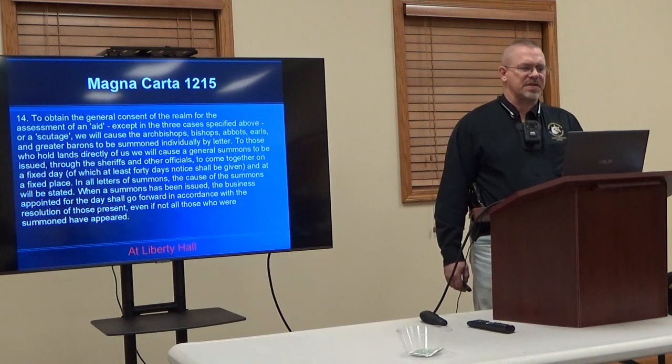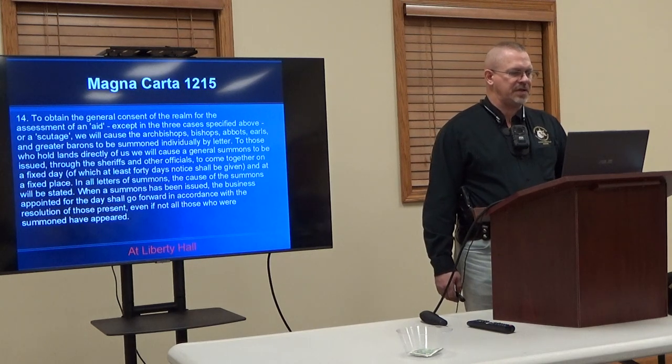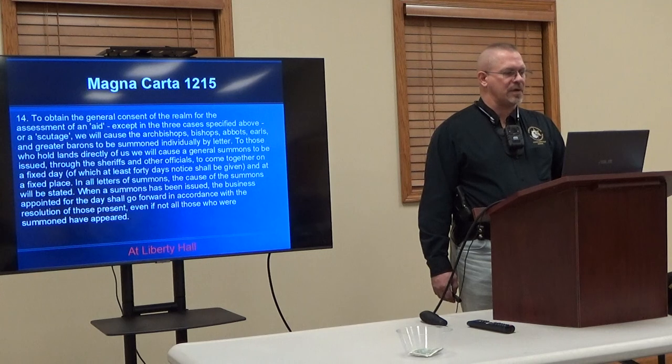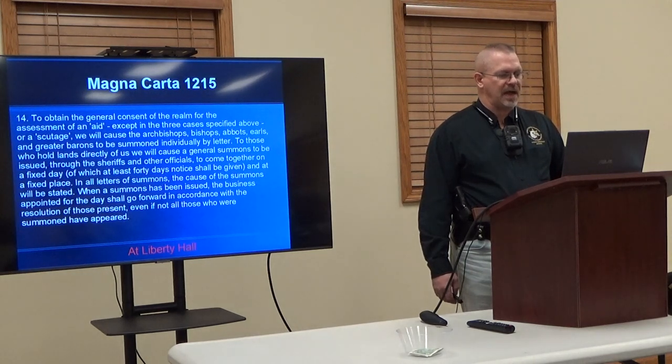14. To obtain the general consent of the realm for the assessment of an aid, except in the three cases specified above, or a scutage, we will cause the archbishops, bishops, abbots, earls, and greater barons to be summoned individually by letter to those who hold lands directly of us. We will cause a general summons to be issued through the sheriffs and other officials to come together on a fixed day, of which at least 40 days notice shall be given, and at a fixed place. In all letters of summons, the cause of the summons will be stated. When a summons has been issued, the business appointed for the day shall go forward in accordance with the resolution of those present, even if not all those who were summoned have appeared.